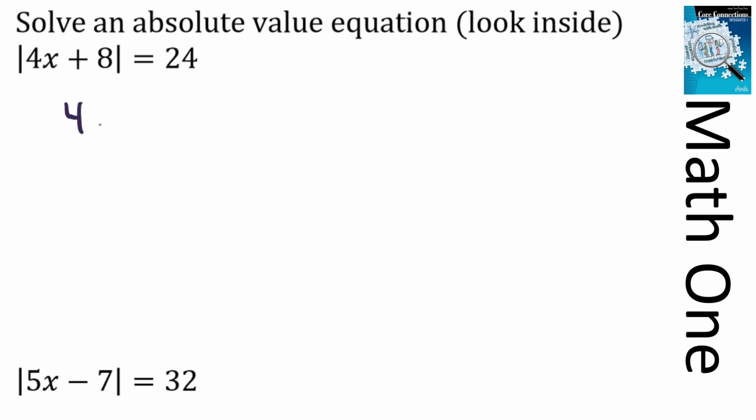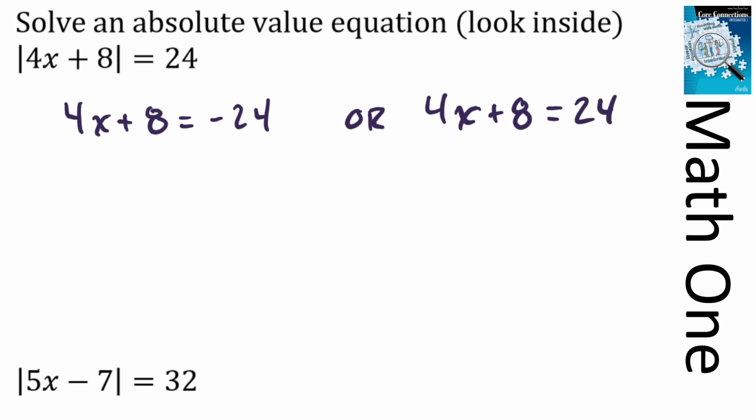So this is equivalent to 4x plus 8 is either equal to negative 24 or 4x plus 8 is equal to positive 24. Again, because when I take the absolute value of negative 24, I get 24, and when I take the absolute value of 24, I also get 24. Now, there's the same exact two steps. I'm going to subtract 8 from both sides and then divide by 4. When I subtract 8 from both sides here, this gives me 4x, and that's going to equal negative 32. And then over here, when I subtract 8 from both sides, I'm going to get 4x, and that will equal a positive 16.